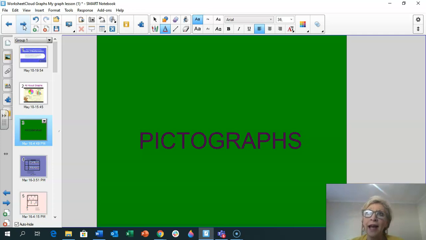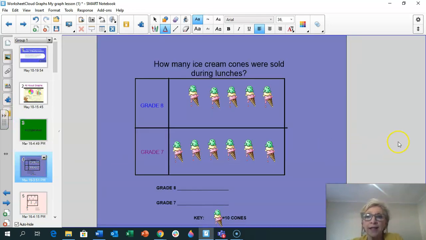You go back and you remember what you've learned before you go on to what you learn in the new section of the work. So there is a picture of ice creams of grade 8s and grade 7s sold during lunchtimes. Oh, they look absolutely delicious. And the key at the bottom, remember the key, guys, the key tells us how much each little picture represents. So that ice cream at the bottom there stands for 10 ice creams. So how many ice creams then are you going to work out that the grade 8s sold?